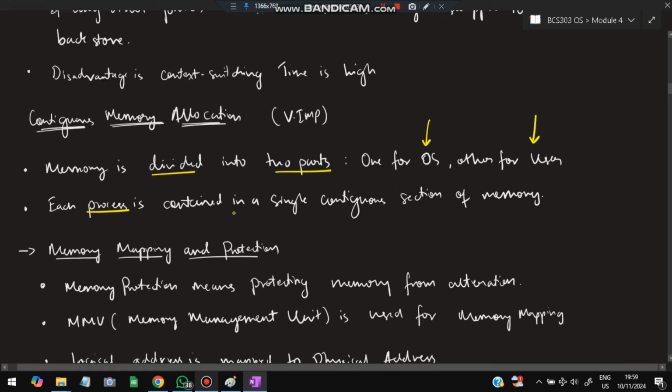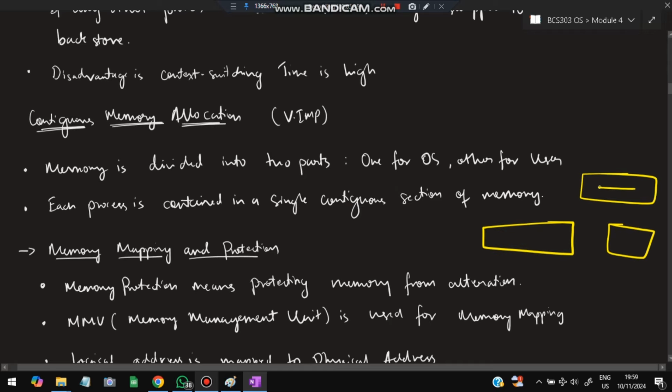Each process is contained in a single contiguous section of the memory. So every process which is present will be in a single contiguous section of the memory. I cannot have half a process here and half a process somewhere else. I should have the whole process in a continuous memory allocation. Contiguous means continuous. Okay, so to ensure that, we'll have some rules here.